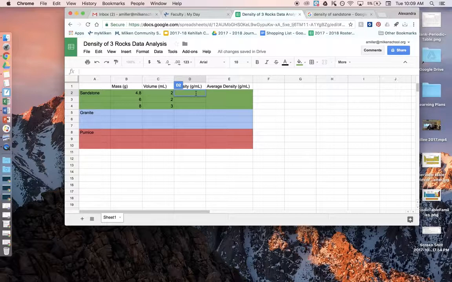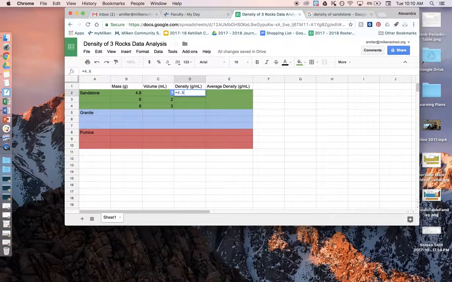Okay, so you can do math with spreadsheets. So maybe I want to know what 2 plus 3 is. Or maybe I want to know what 2 minus 3 is. Or maybe I want to know what 2 times 3 is. And I got the asterisks here by holding shift and clicking 8. But you are finding density, so you don't need to do any of those operations. You need to do division.